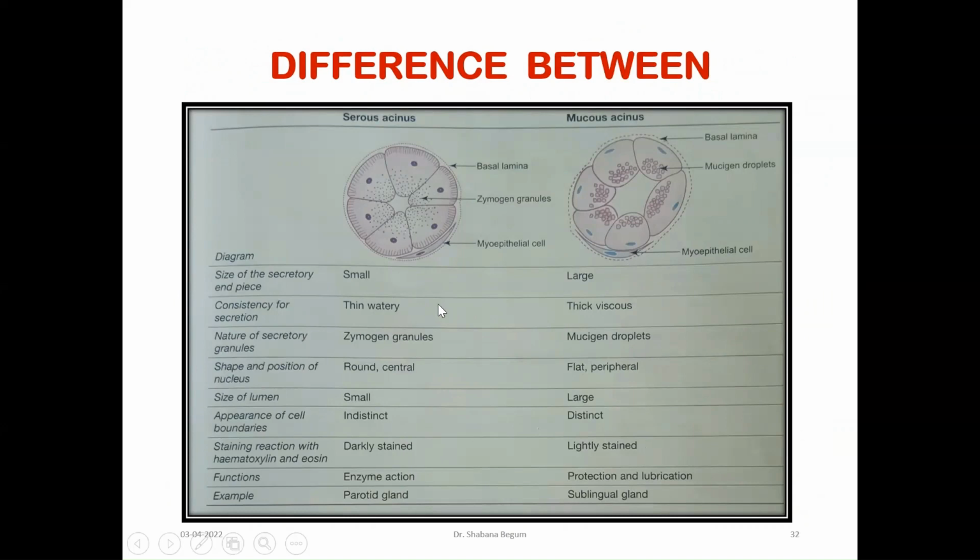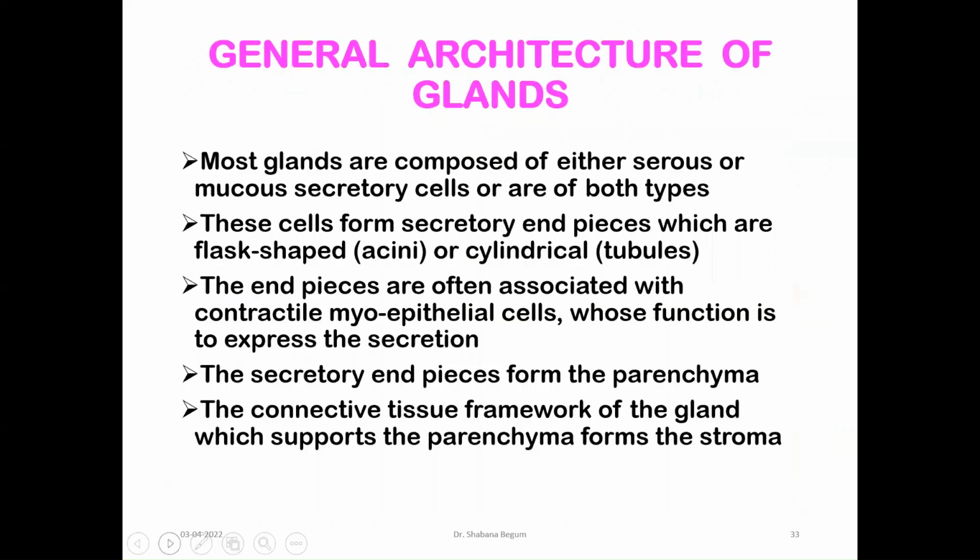The secretion of the serous acinus is thin and watery. The secretion of the mucous acini is thick and viscous. Example of the serous acini is the parotid gland, and that of the mucous acini is the sublingual gland.